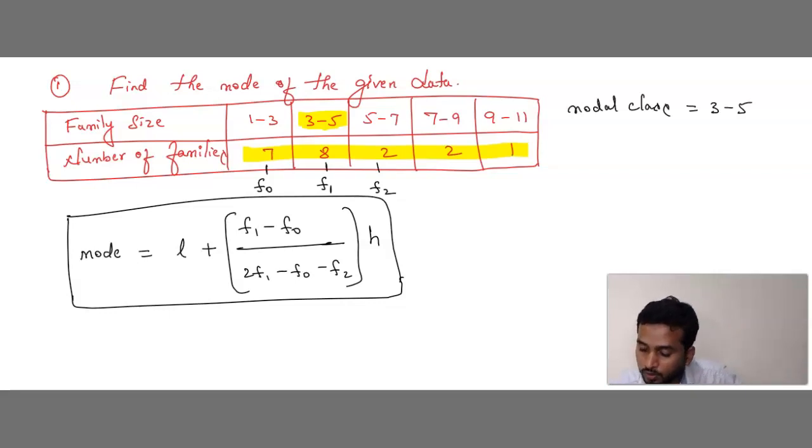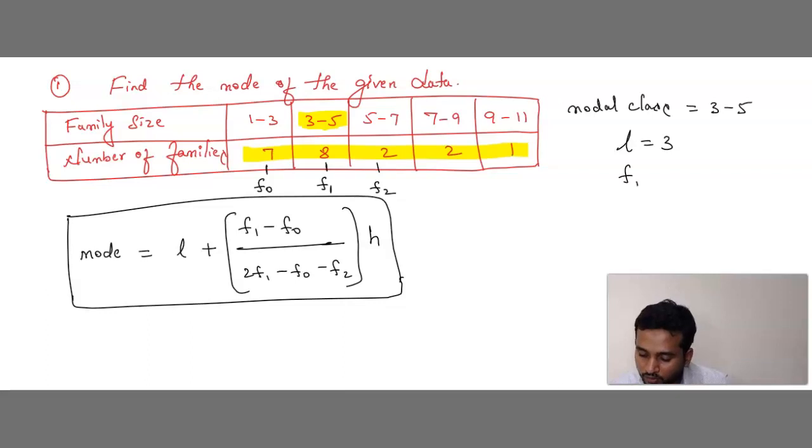Understood? Now from this modal class 3 to 5, the lowest number is called the lowest limit or lower limit. 5 is known as the higher limit. So that is nothing but L. From this we got the value of L. So the value of L is 3. Any doubts? The lower limit is 3.